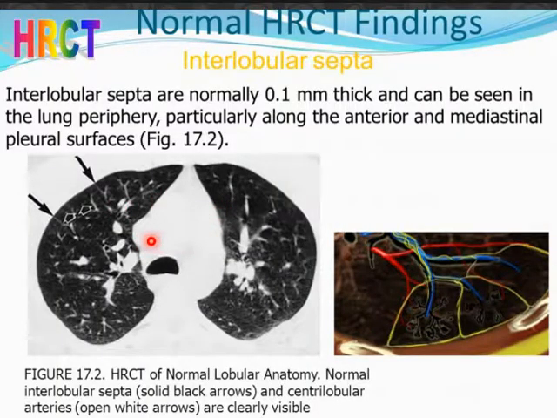This slide is from a thin section CT scan of the upper lung, showing the interlobular septum. They are thin, about 0.1 mm thick, and between them, in a secondary pulmonary lobule, we see these white dots from centrilobular arteries. Each lobule contains a centrilobular artery. This is the pulmonary artery denoted in blue, and the pulmonary veins are located in the interstitium between the lobulus.